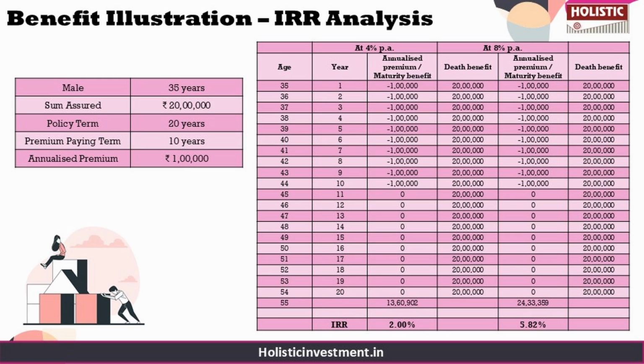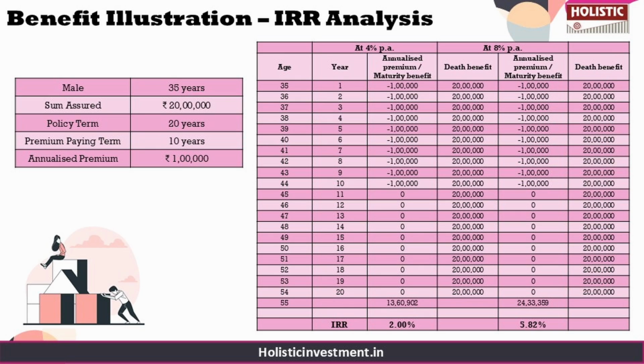So at 4% return, the fund value at maturity is 13.60 lakhs, resulting in an IRR of just 2% as per the policy's maturity calculator, and at 8% the fund value grows to 24.33 lakhs with an IRR of 5.82% as per the policy's maturity calculator. Even under the optimistic 8% scenario, the return falls short when compared to other market linked investments which typically outperform inflation.